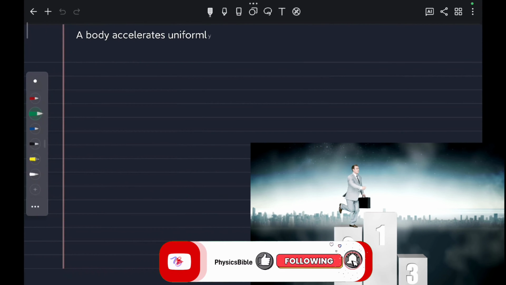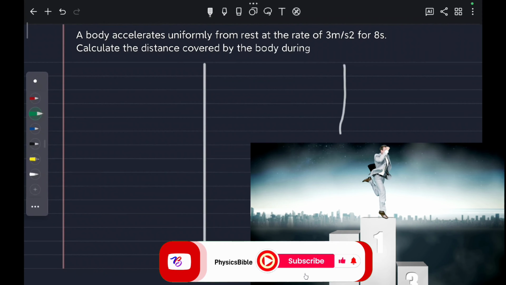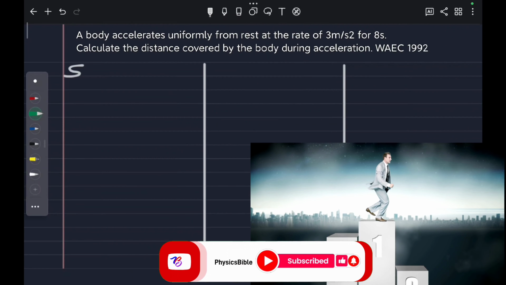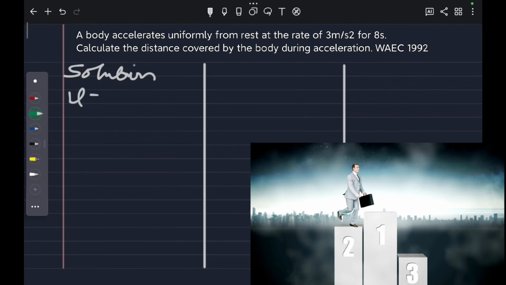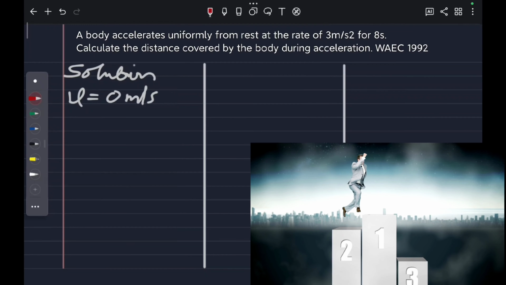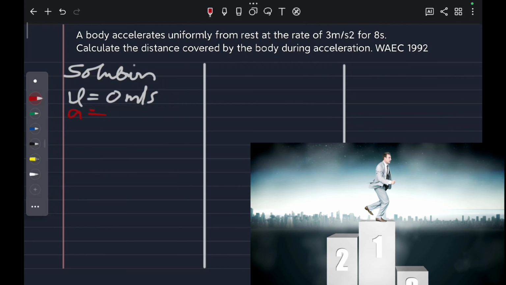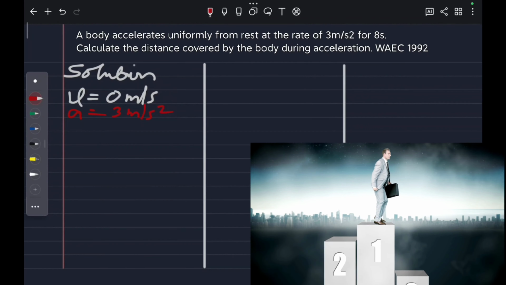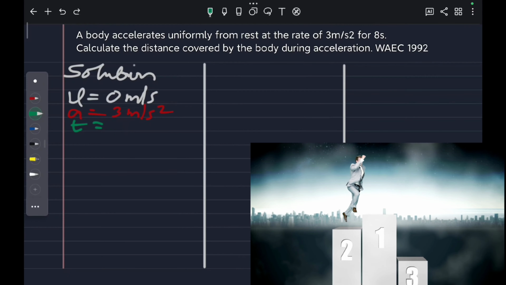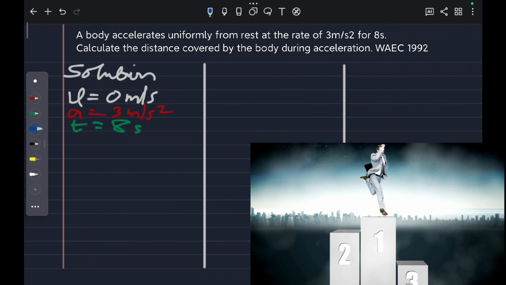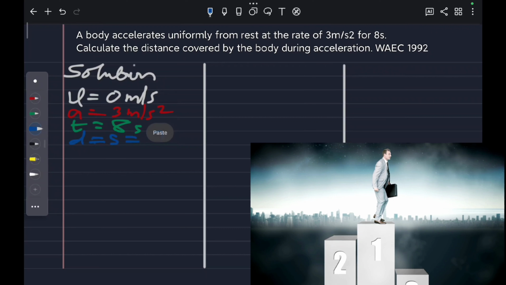From the question above, you see that the body accelerates uniformly from rest. So, our initial velocity is given to be 0. Is that clear? Because it accelerates from rest. Acceleration is given to be 3 meters per second squared. Our time is given to be 8 seconds. So we are to calculate the distance covered during this acceleration.